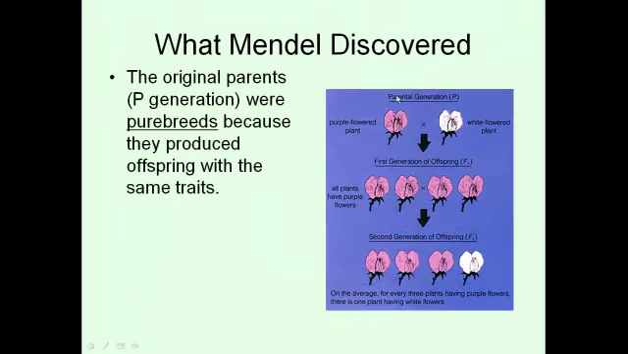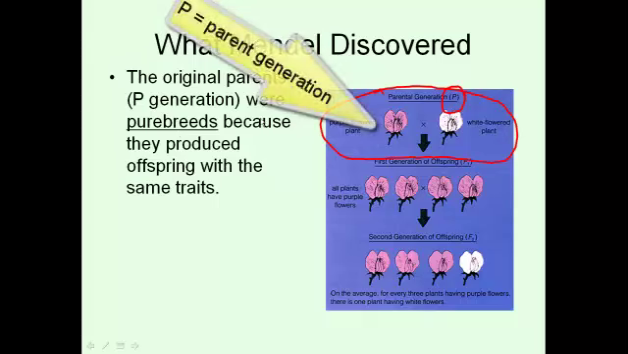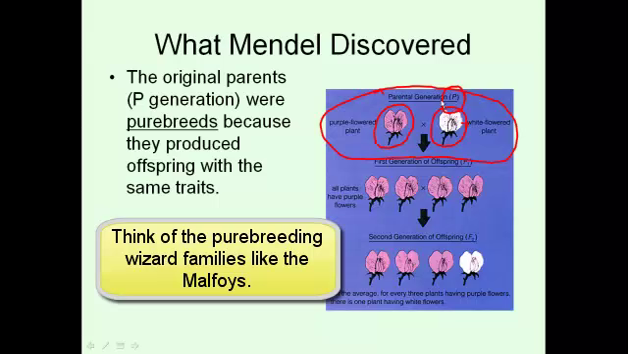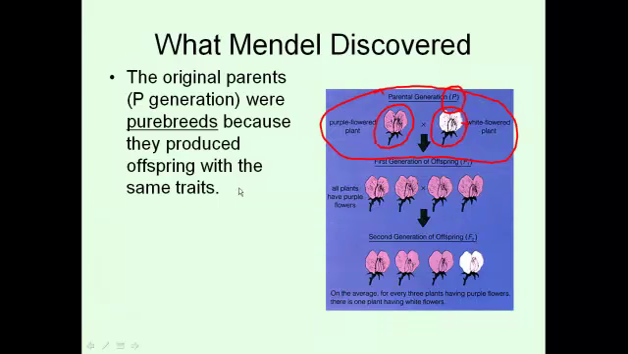Now, the parents from the original generation, in other words, these up here, they're from what's called the P generation, P for parent, and were considered to be pure breeds because always before, whenever you crossed a purple plant with a purple plant, it made all purple flowers, and whenever you crossed a white with a white, they always made white flowers. So they were considered pure breeding. I'm going to make a Harry Potter analogy. Think about the wizarding world and think about the Malfoys. They were wizards that always married wizards, so the Malfoys were what you would consider pure breeds.